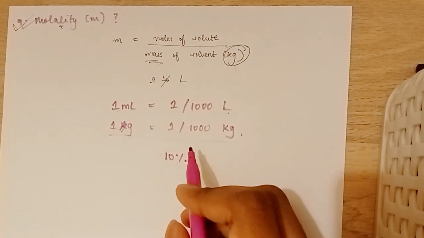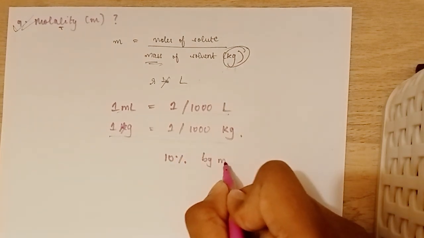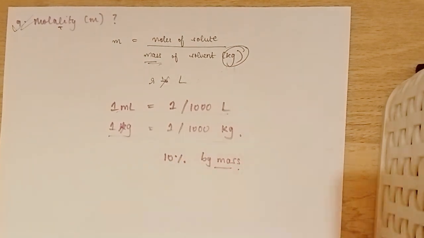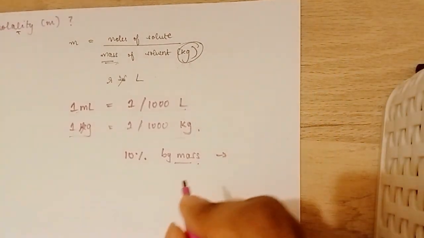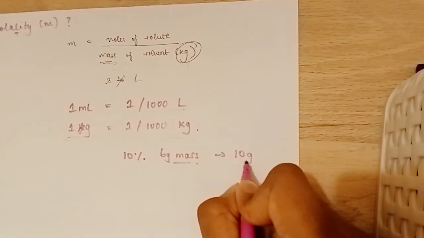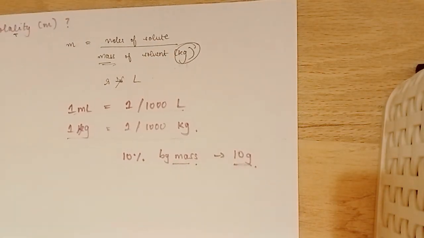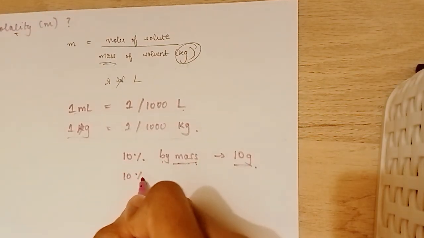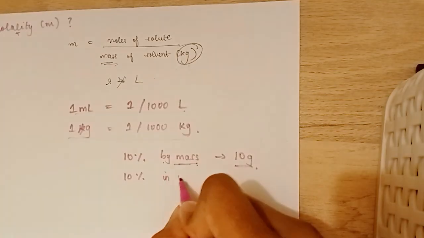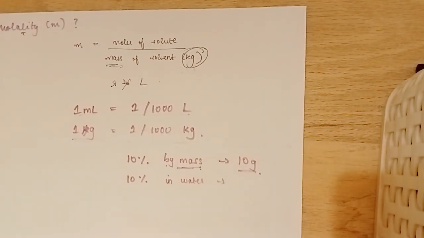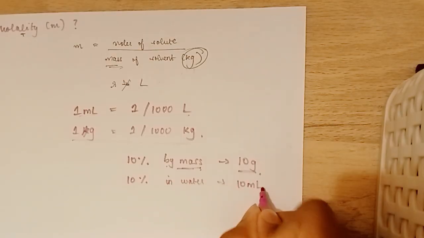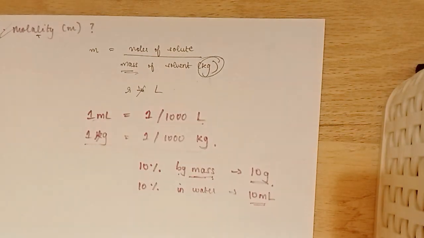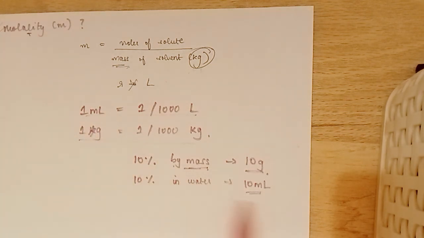Then what you need to know is, whenever in a question they tell 10% of aqueous solution by mass, when they give 10% and by mass, it always means that 10 gram is what they meant. When they give 10% by mass, it is 10 grams. And whenever they tell 10% in water or in any solution, that means they're implying that 10% is 10 milliliter. If you remember these important concepts, then whenever you see a question, you won't have to think more. This will come very easily for you.